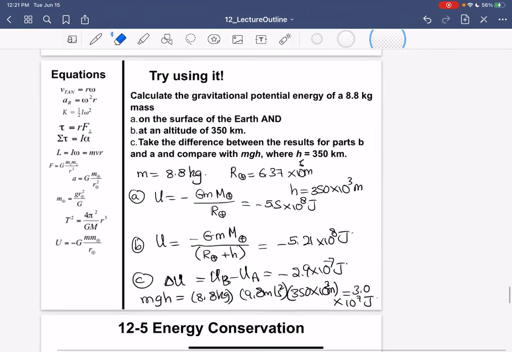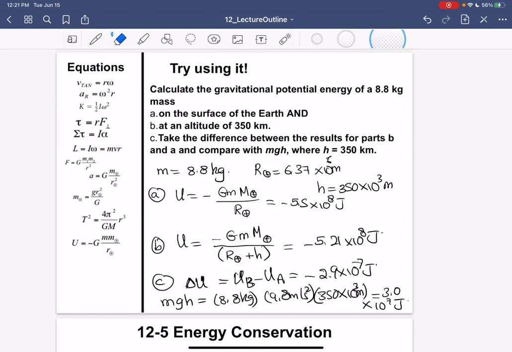Here we are trying to calculate the gravitational potential energy of a 8.8 kilogram mass on the surface of the Earth, and then at an altitude of 350 kilometers. Take the difference between the results for parts A and B and compare them with mgh.